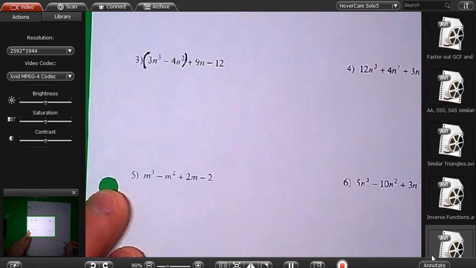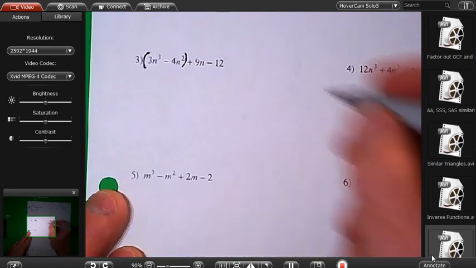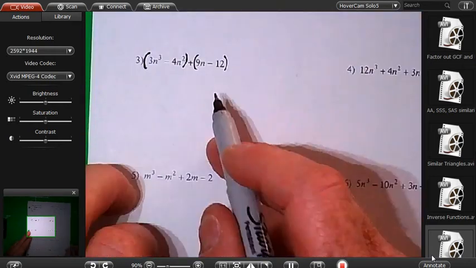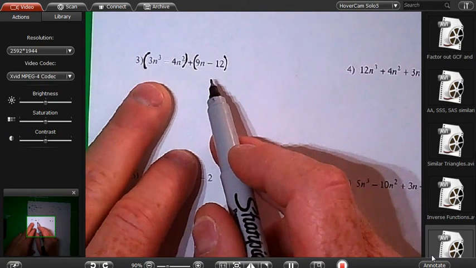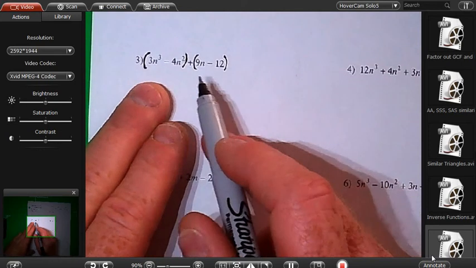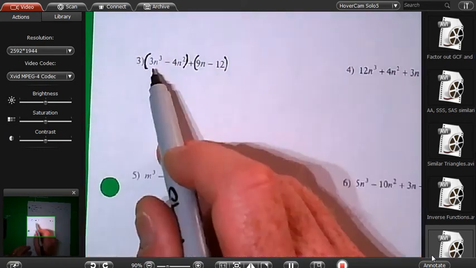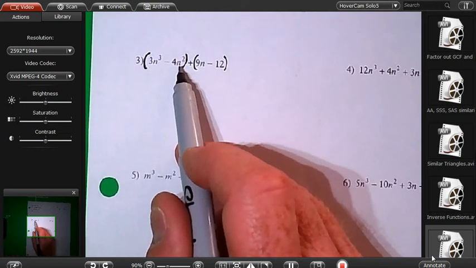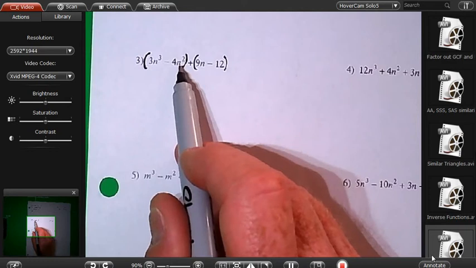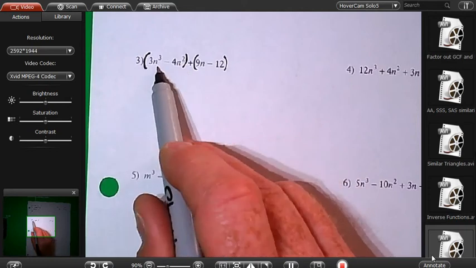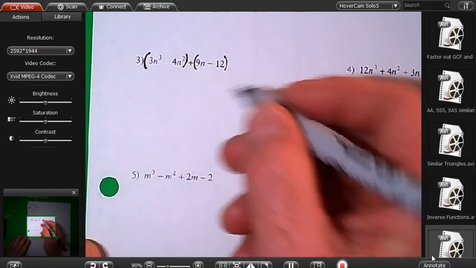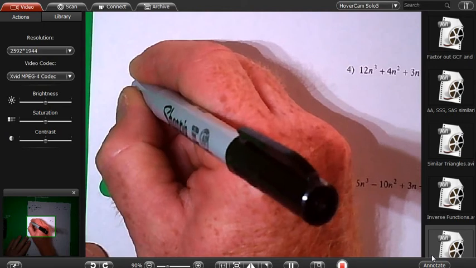Group the first 2 together. Group the next 2 together. Once we have our groups, we're going to find the GCF of each group and factor it out. So the GCF of 3 and 4 is just 1. So you don't factor out a 1, all right, unless that's the only thing that's there. We also have an n cubed and an n squared. The GCF of n cubed and n squared is n squared. So we're not going to write the 1. We're just going to put n squared.